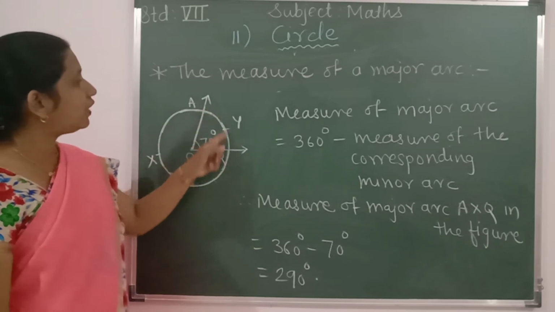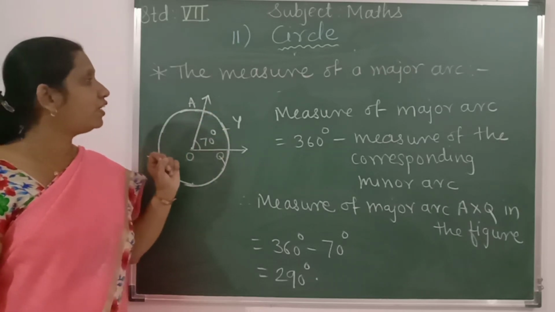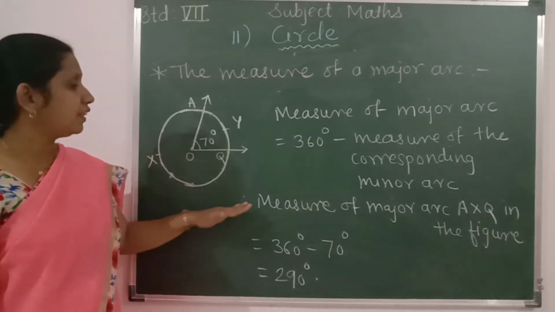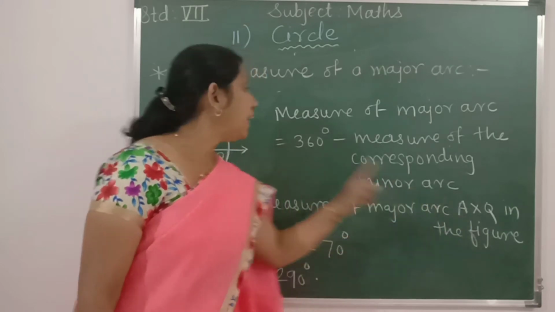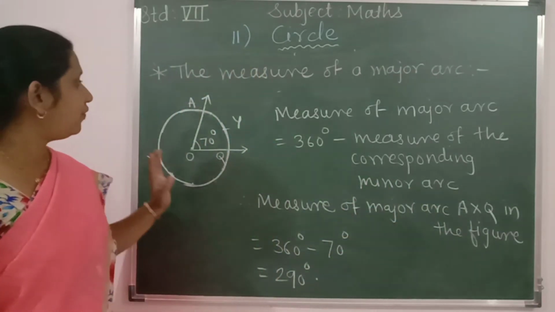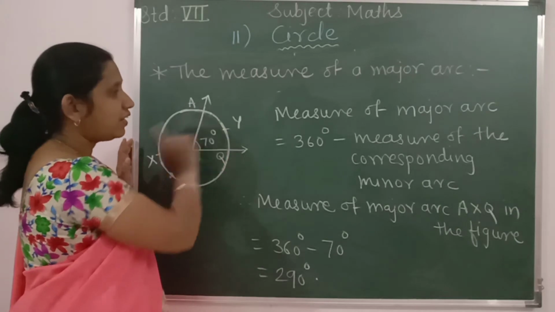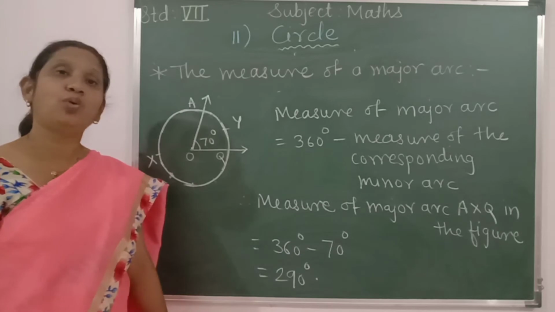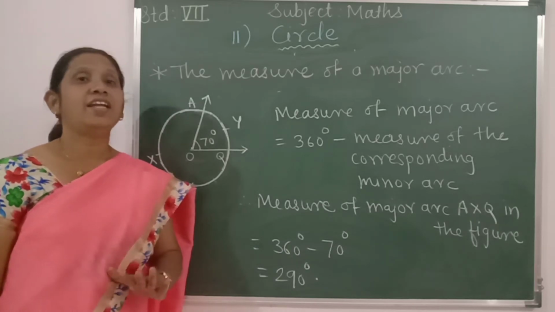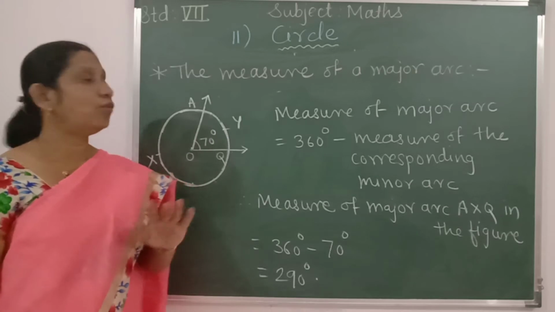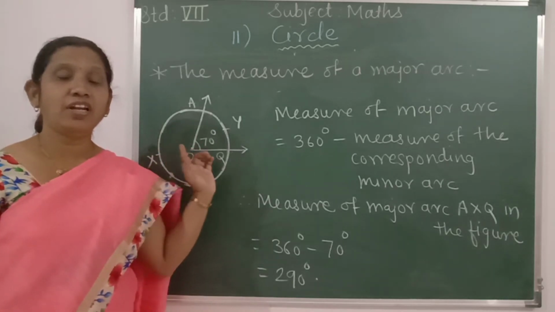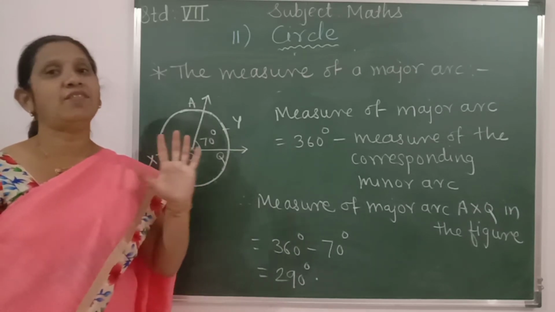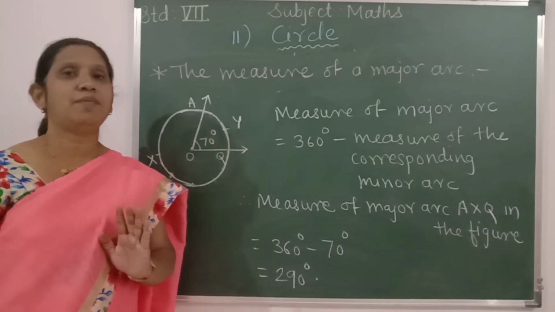Now in this figure we got the measure of arc AYQ as 70 degrees because it is related to the central angle. Therefore, the measure of major arc AXQ in the figure is 360 degrees minus 70 degrees, which gives 290 degrees. Children, this is how, if the central angle is given, we can find the minor arc, and once we know the minor arc, we can easily find the measure of the major arc.